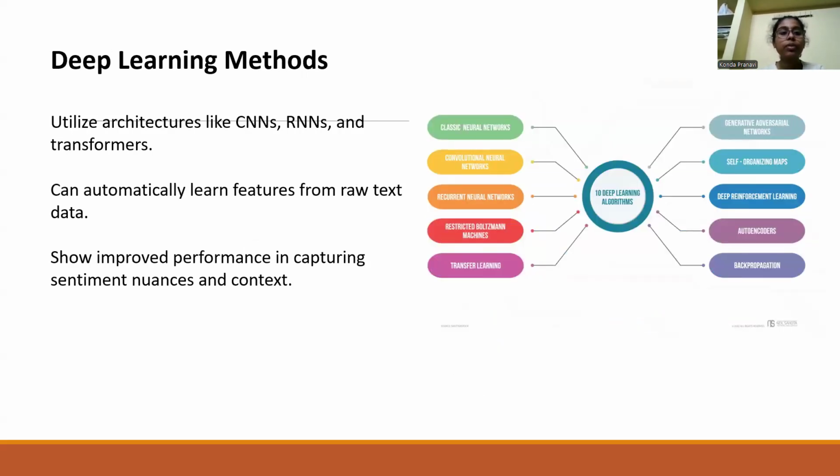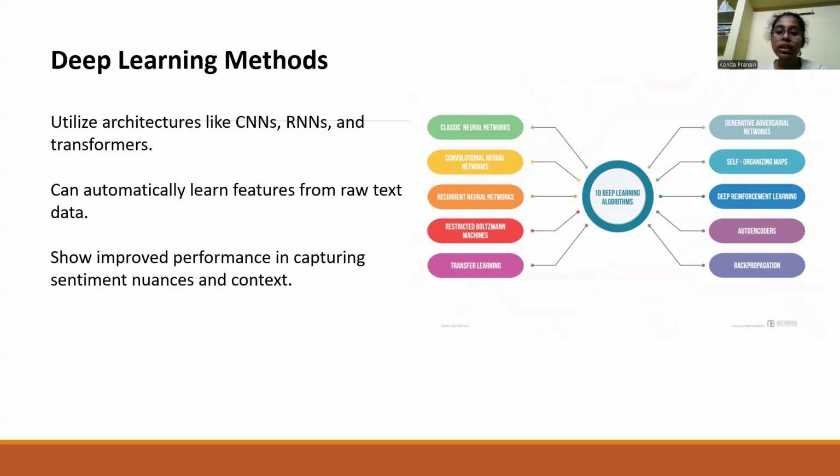Deep learning methods utilize architectures like CNN, RNN, and transformers. They automatically learn complex patterns from text data and perform well in understanding context, sentence structure, and emotion intensity. Models like BERT and GPT can understand word meaning based on surrounding context, which significantly improves sentiment accuracy.